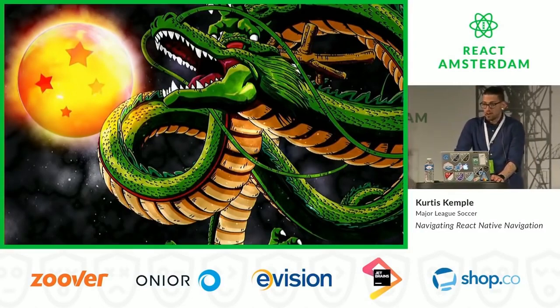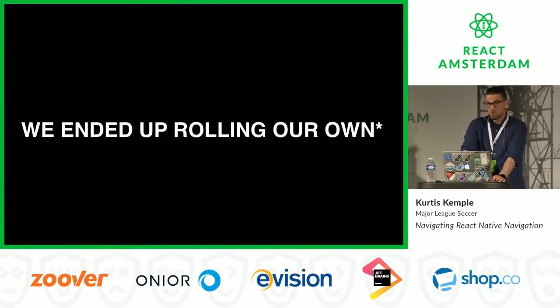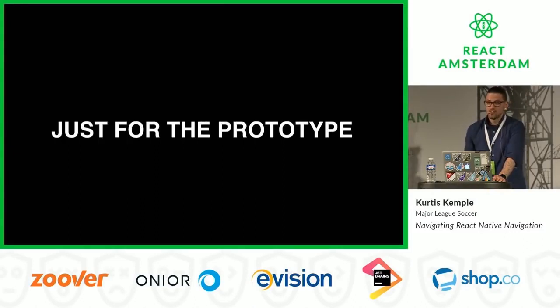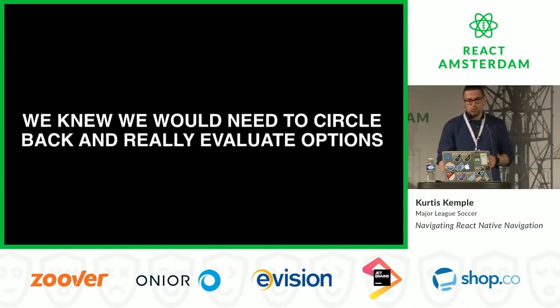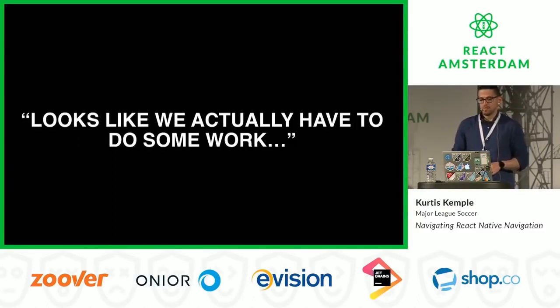So what we ended up doing was rolling our own. There's an asterisk there on purpose, just for the prototype. We just needed to get this prototype into the hands of our stakeholders, and we said we'll circle back. We knew that we were going to have to come back and really evaluate the options, which also meant we were actually going to have to do some work, right?